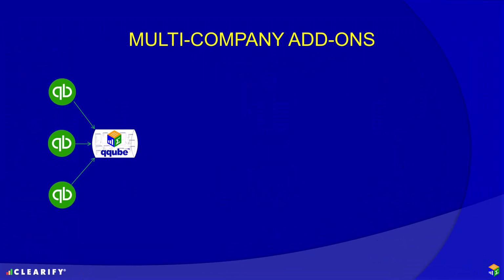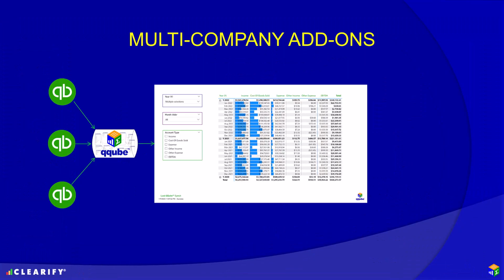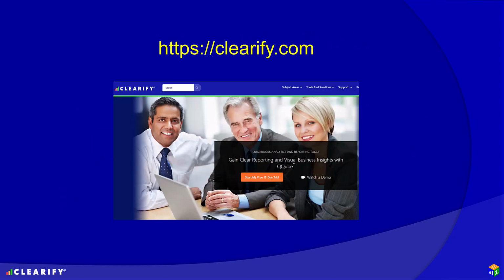One of the strengths of our technology is the ability to aggregate any QuickBooks data from multiple QuickBooks files, with no manual intervention needed for the data sync process. You can purchase the ability for a block of QuickBooks company files as opposed to paying a fee for each company. We encourage you to go to clarify.com and download the fully functional trial, which has no limitations. Discover what QQube has to offer you.